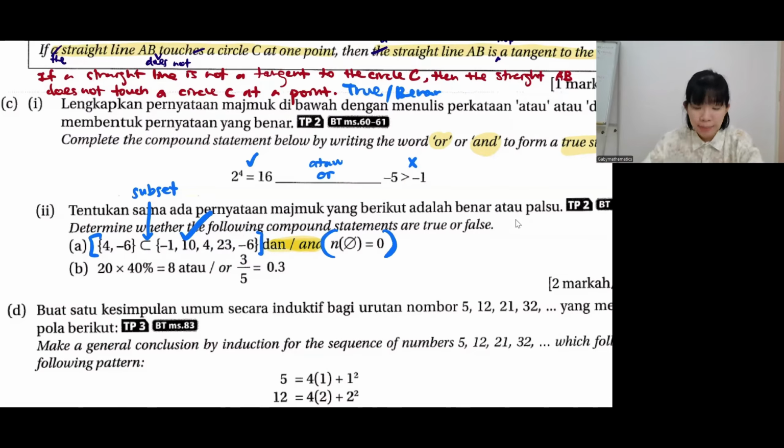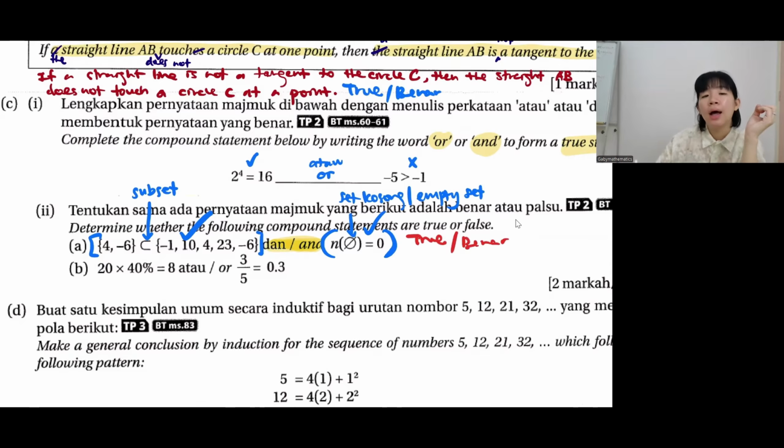Number of elements for this empty set. So this is called set kosong. Okay, empty set. Number of elements for empty set equals 0. True or false? When we say empty set means nothing, so the number of elements is 0. So it's also correct. So this is true. Benar. Okay, B. So they use the word atau.